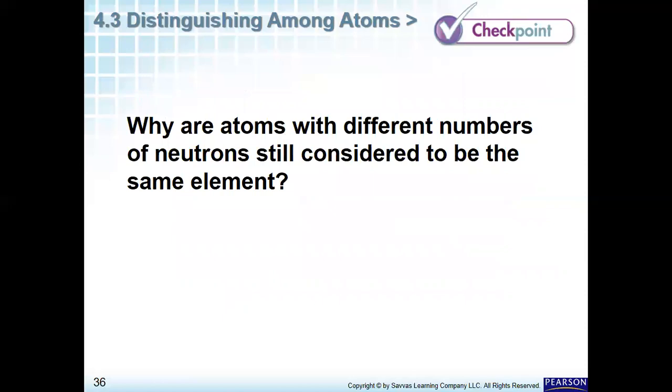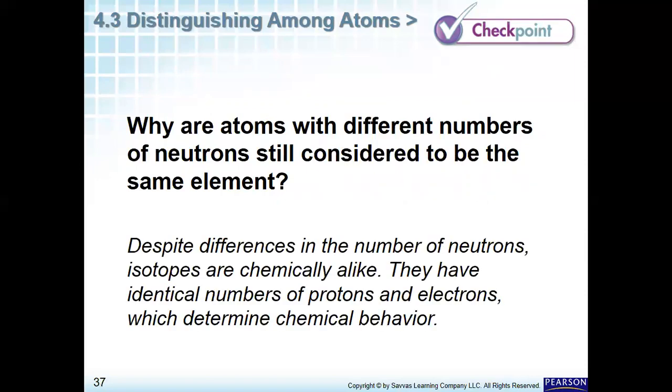Last but not least, guys, why are atoms with different numbers of neutrons still considered to be the same element? Because they have the same atomic number, the same number of protons, which gives the identity to each element.